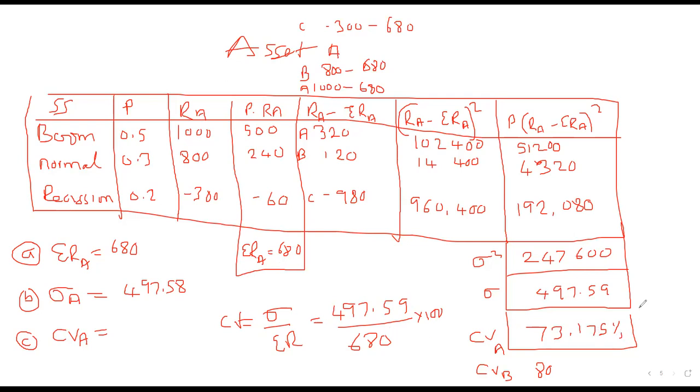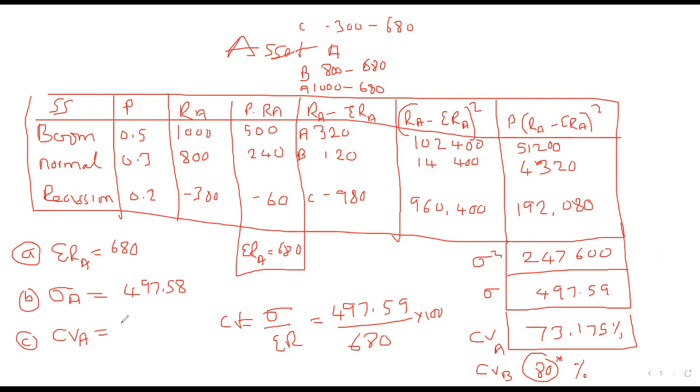You do the same, the standard deviation for asset B over the expected return for asset B. I gave you a hypothetical example, but I need you to find the actual figure. If you find asset B is giving you a coefficient of variation of 80%, your assumption is that asset B has more risk than asset A.